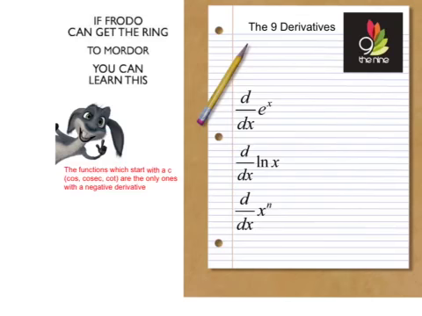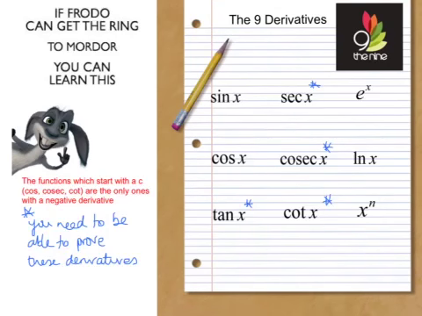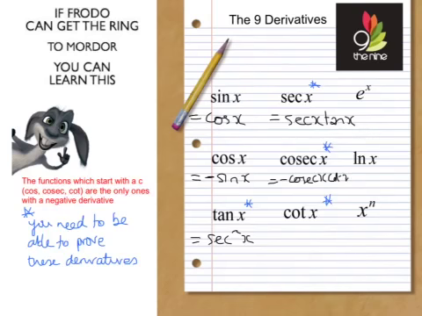These three don't need any proof, but I'll just put them on anyway so that we've got all the derivatives we need. Derivative of e to the x is e to the x, derivative of ln x is 1 over x, and the derivative of x to the n is n x to the n minus 1. So, in summary, derivative of sine is cos, derivative of cos is minus sine, derivative of tan is sec squared, derivative of sec is sec tan, derivative of cosec is minus cosec cot, derivative of cot is minus cosec squared, derivative of e to the x is e to the x, derivative of ln x is 1 over x, derivative of x to the n is n x to the n minus 1.